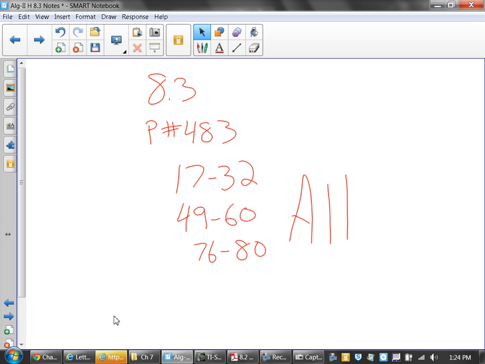Real fast, let me explain to you what you are looking at here. This first grouping is simplifying the expressions using your exponent rules. This second group, I know that's scary. Is it growth or is it decay? And then the last couple are some word problems as far as the modeling stuff at the very end.